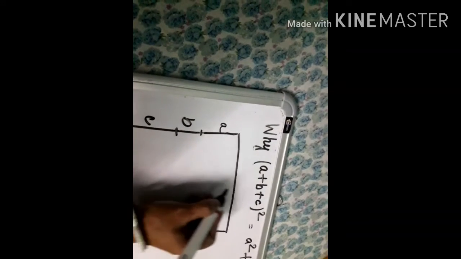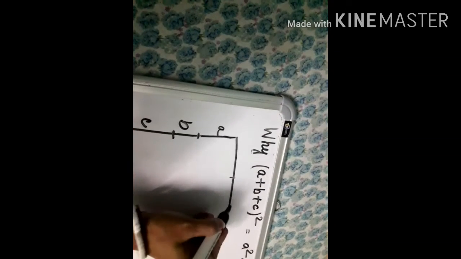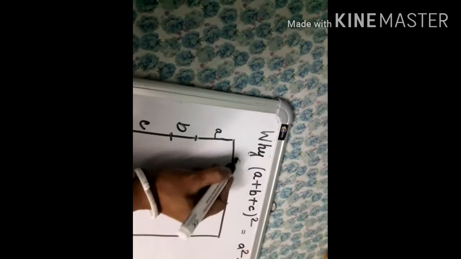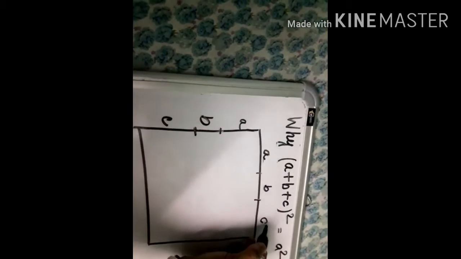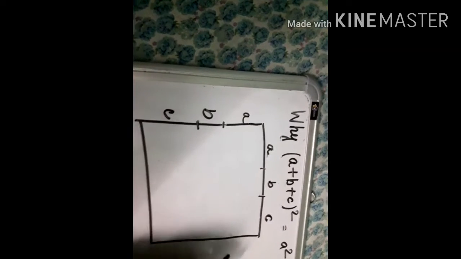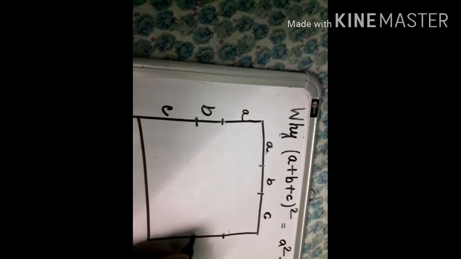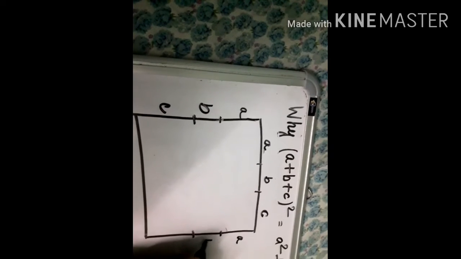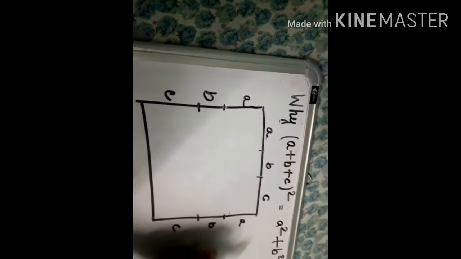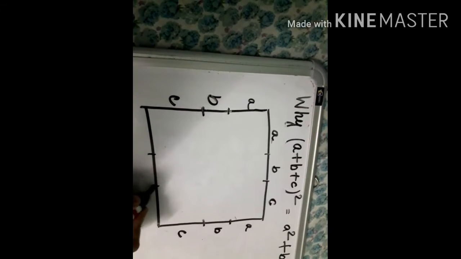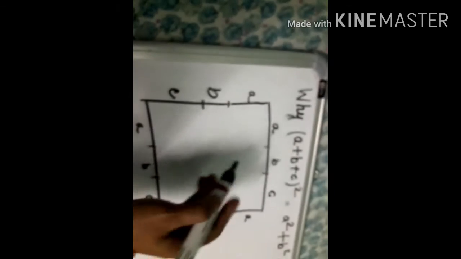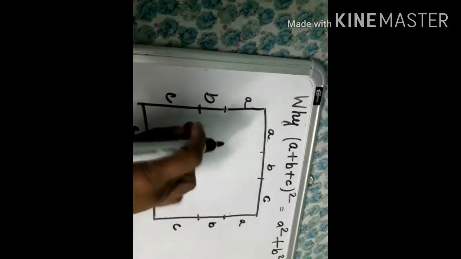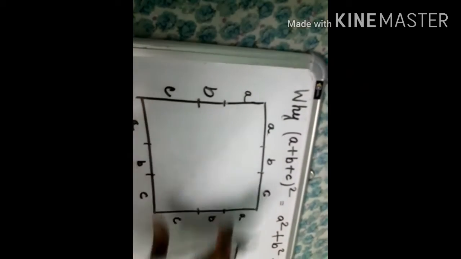So in this way, A, B, C, and the same way, A, B, C. Now here I will join the lines horizontally and vertically.